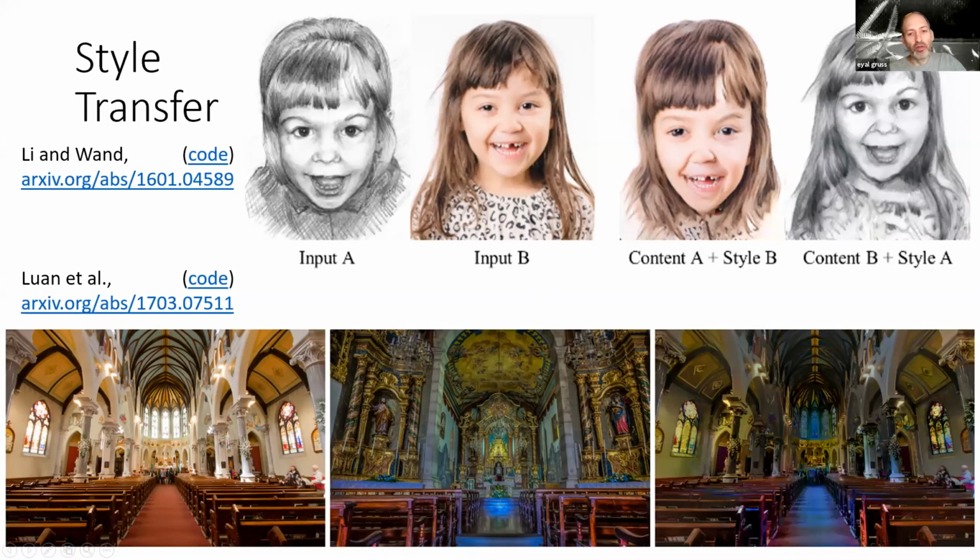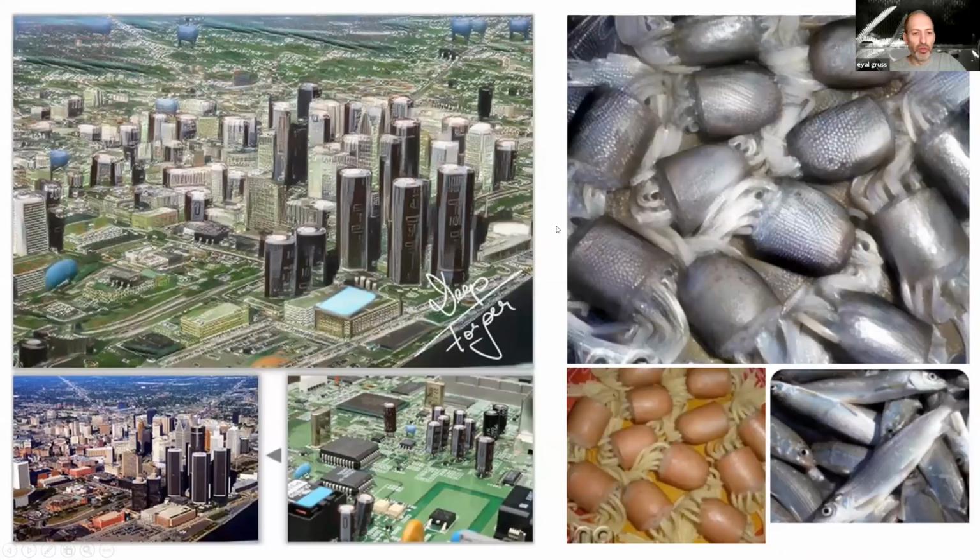And going back to the more creative or artistic usage, here you can see a city in the form of electrical circuits, or sausages in the form of fish. And I chose these examples because I like them. I thought they were creative.